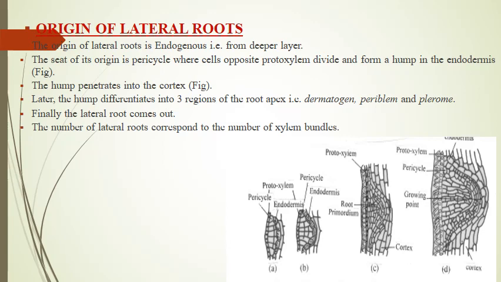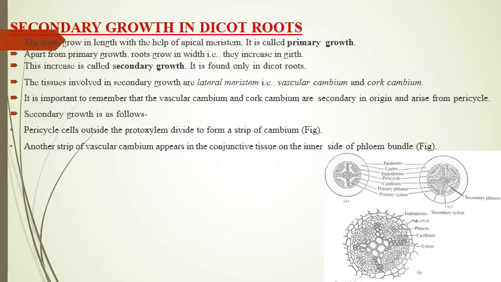Origin of lateral roots. The origin of lateral roots is endogenous, from a deeper layer. The seat of its origin is the pericycle, where cells opposite the protoxylem divide and form a hump in the endodermis. The hump penetrates into the cortex. Later, the hump differentiates into the three regions of the root apex: dermatogen, periblem, and plerome. Finally, the lateral root comes out. The number of lateral roots corresponds to the number of bundles.